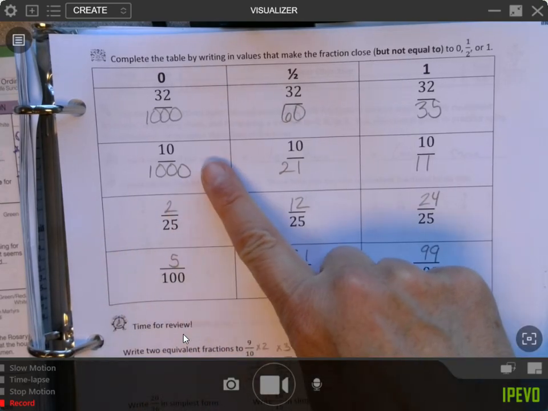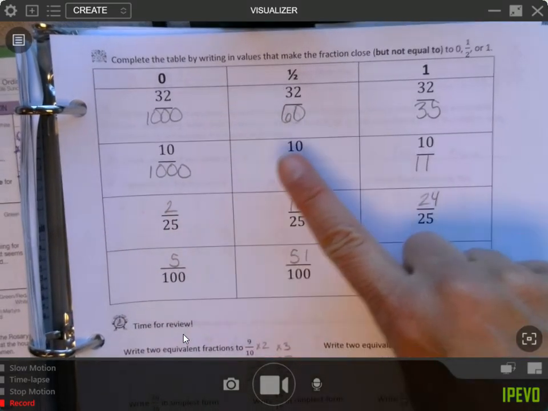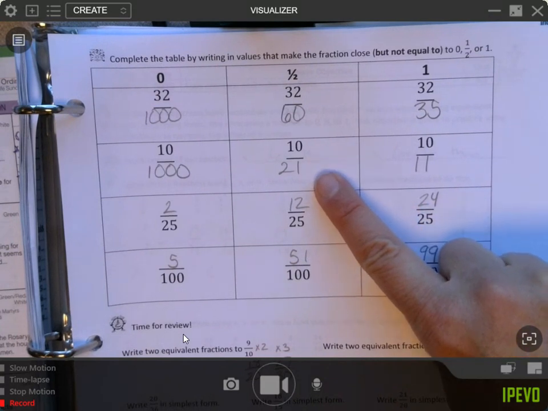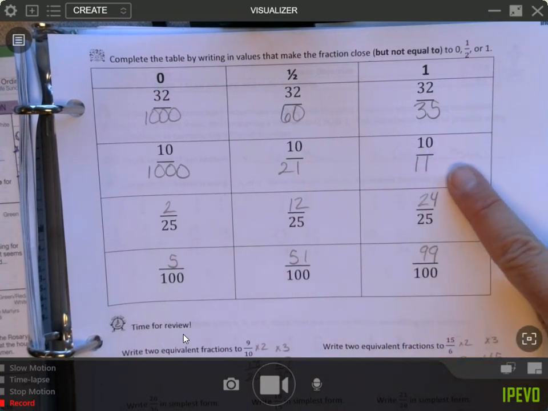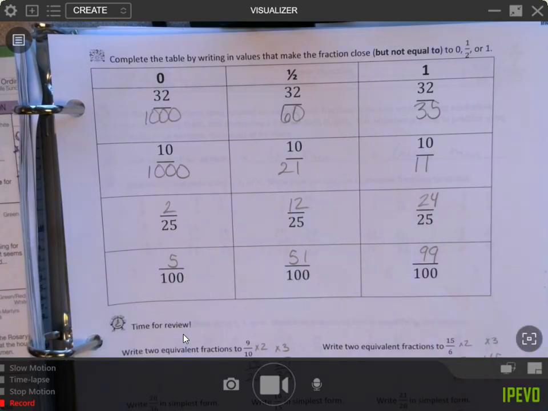Okay. Next row. I did 10 over 1,000, 10 over 21, 10 over 11. Does anybody have one that they want to check to see if it works? As long as your number is close to the numbers that I put. James?